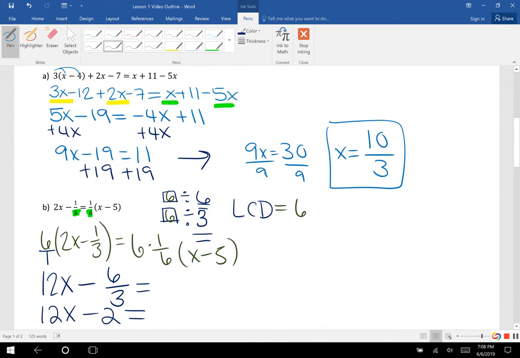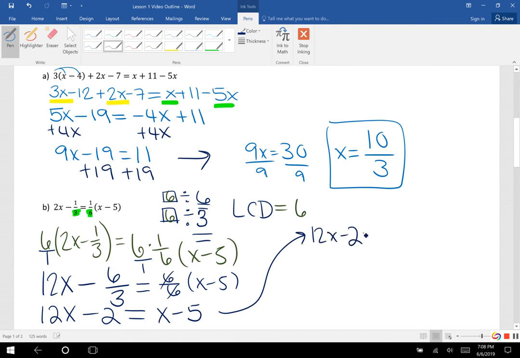So the left-hand side is 12x minus 2. Then on the right-hand side, again, we go straight across, and I get 6 over 6, which is the same thing as 1. And so the right-hand side just becomes 1 times x minus 5, or just x minus 5. And now I have an equation that doesn't have any fractions in it. That makes the solving a bit easier. Same concept, I want all the x's on the left. And now I've got 11x minus 2 is minus 5.